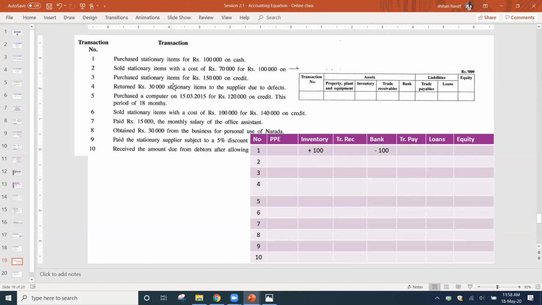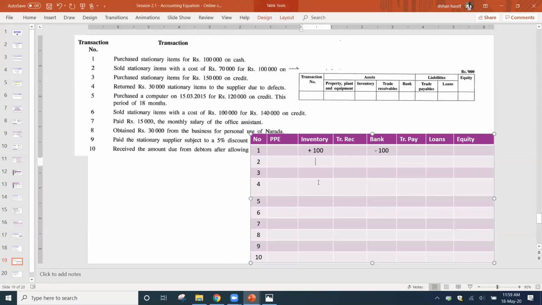Then sold stationery items with a cost of 70,000 for 100,000. Then inventory will reduce by 70,000 and they will receive cash. This is not credit, this is cash. 100,000, and the equity will increase by 30,000. 70,000 worth of stock sold for 100,000 in cash.